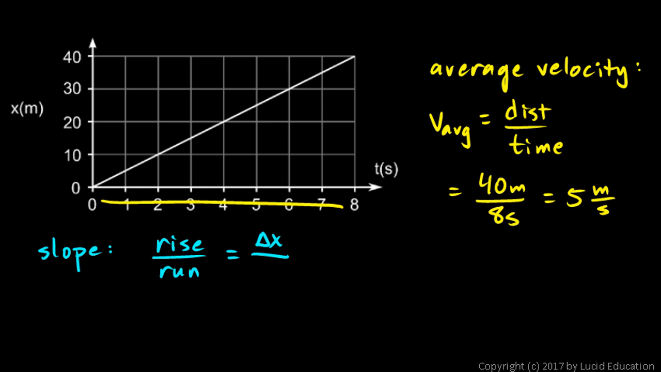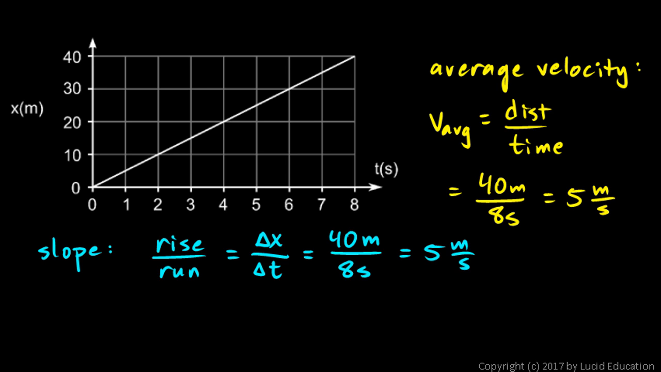And the run is going to be the change in t. So we have delta x over delta t. And you can see that the change in x is 40 meters, and that change in x of 40 meters corresponds to this time interval of 8 seconds. So 40 meters over 8 seconds gives us 5 meters per second.